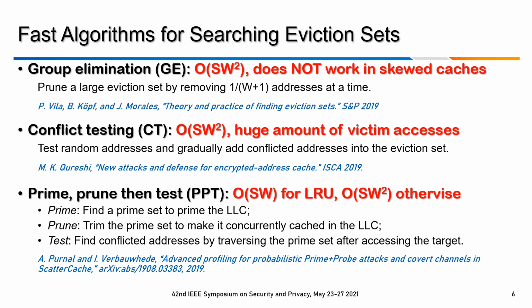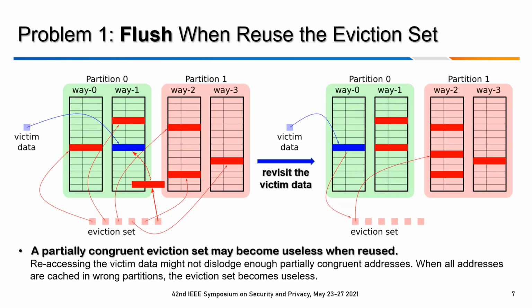Generally speaking, all algorithms are pretty efficient and finish in linear time. The GE algorithm is robust, but does not work in randomized skewed caches. The LLC trace of the CT algorithm is almost noise, but it incurs a huge amount of accesses to the victim. The PPT algorithm has a minimal number of victim accesses of the 3, but it is the most sensitive one regarding the replacement policy used by the cache.